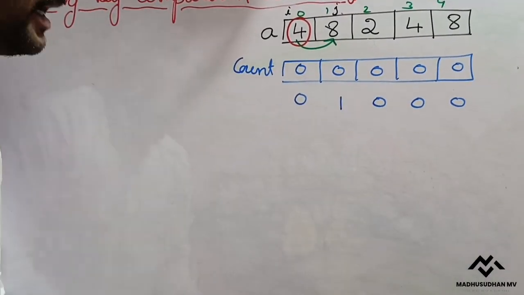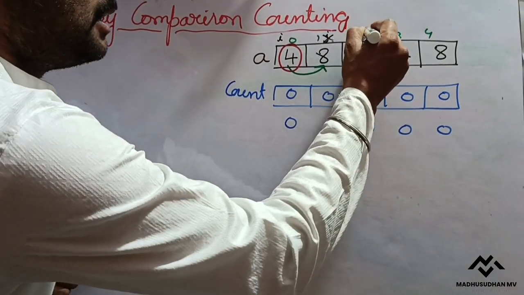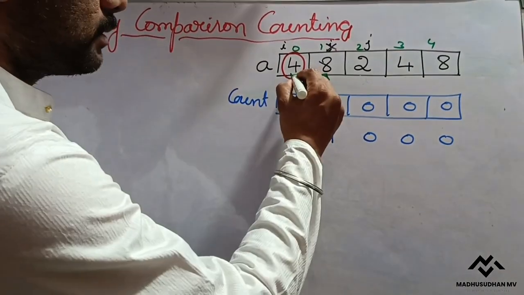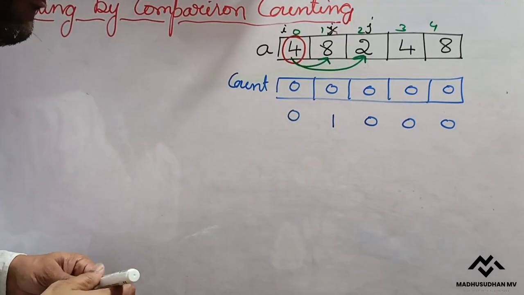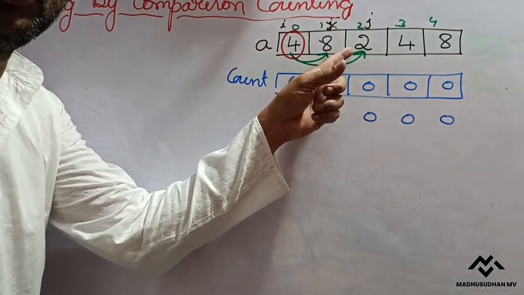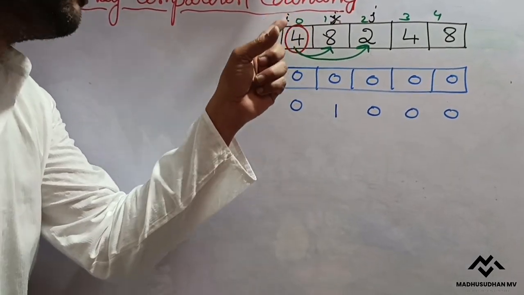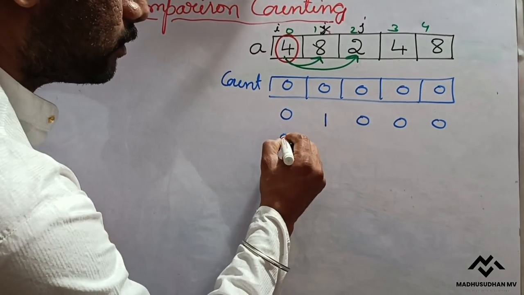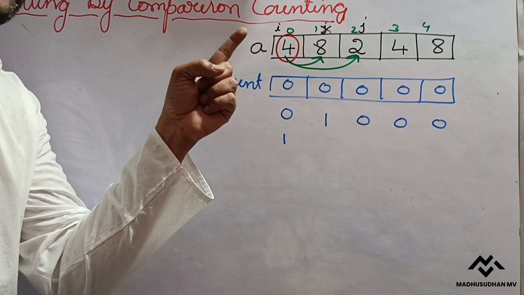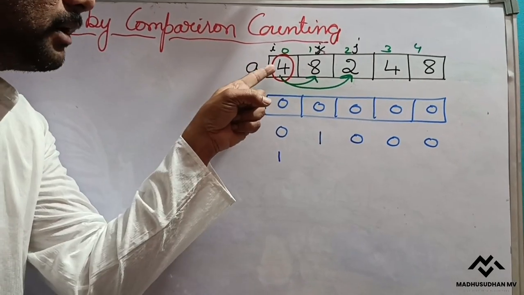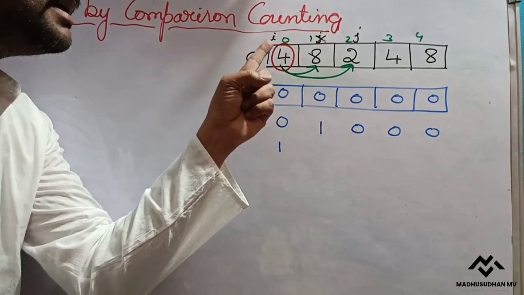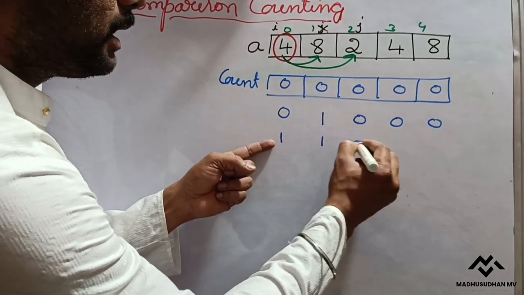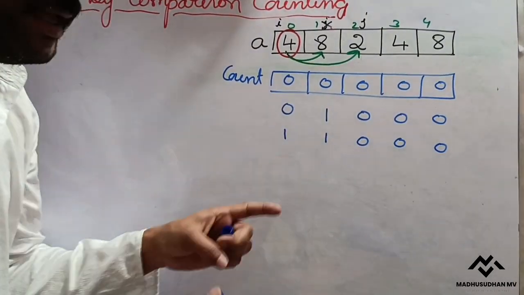Next, I take the next element j. I am comparing 4 with 2. Is 4 lesser than 2? No, 4 is greater than 2. So I am incrementing the 4 count, because I need to find how many elements are lesser than it. Going 4 and 2, one element is lesser than this 4. So the 4 count is incremented by 1, remaining elements as they are.